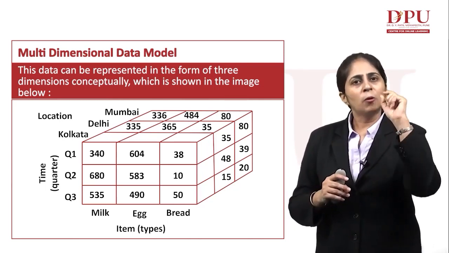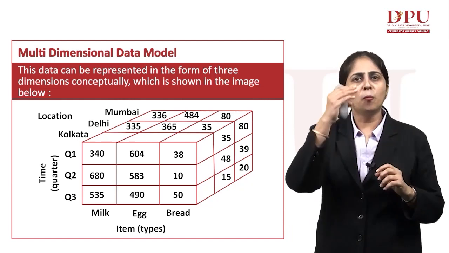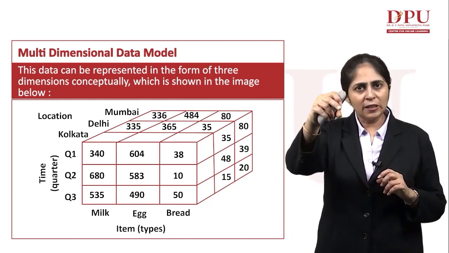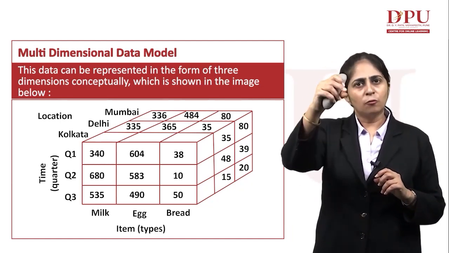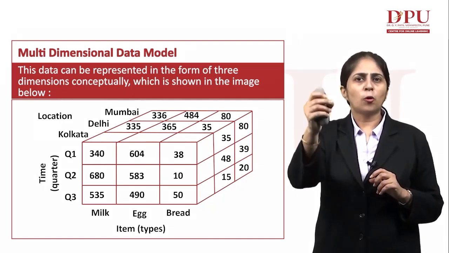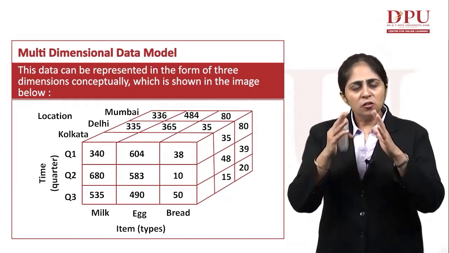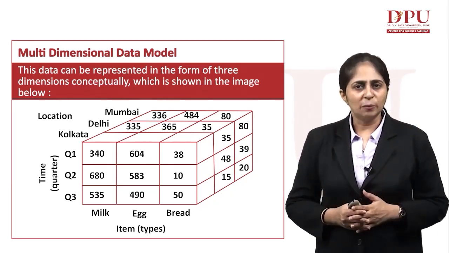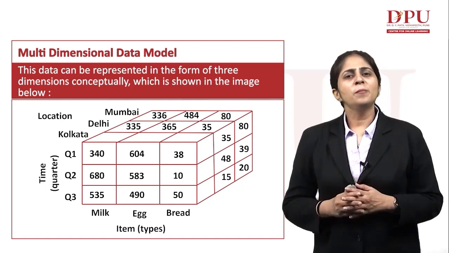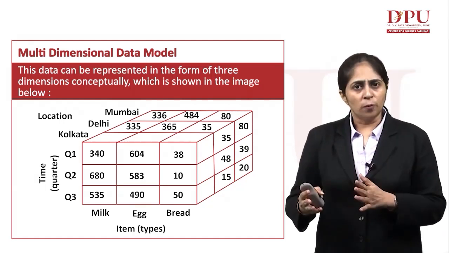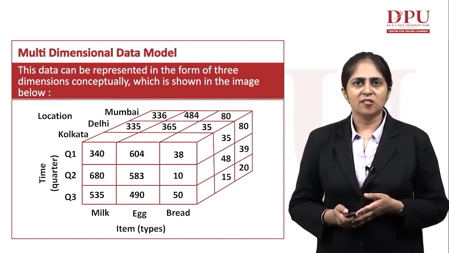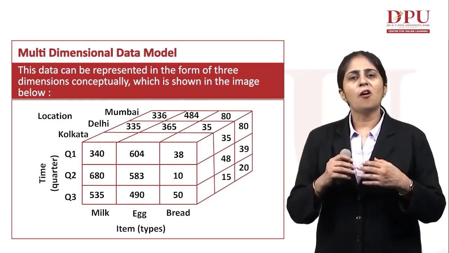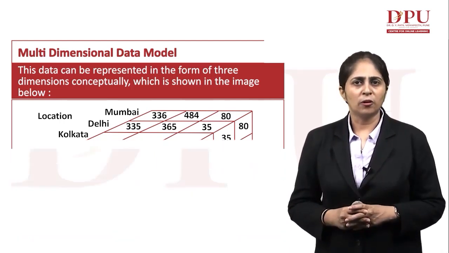If you are talking about a particular sale in Mumbai, then that particular point will be taken for quarter 1 and what all items are purchased. So this entire data which we have represented here in the form of a table can also be represented in the form of a cube for better analysis. So that is an example of our multidimensional data model.